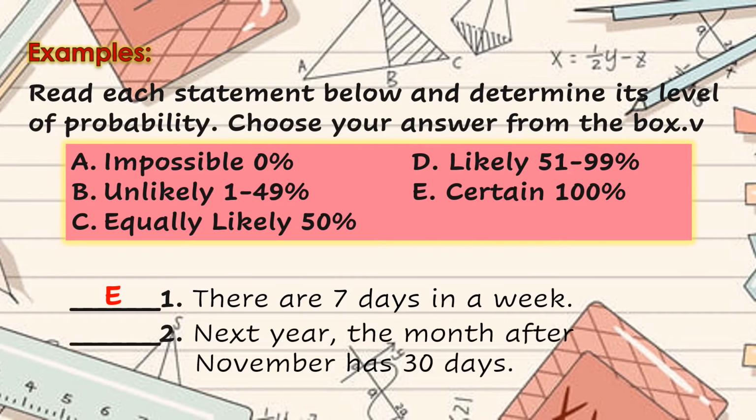Number 2, next year, the month after November has 30 days. The probability is A, impossible. Bakit po? Kasi ang month na next kay November ay December. And December has always 31 days.